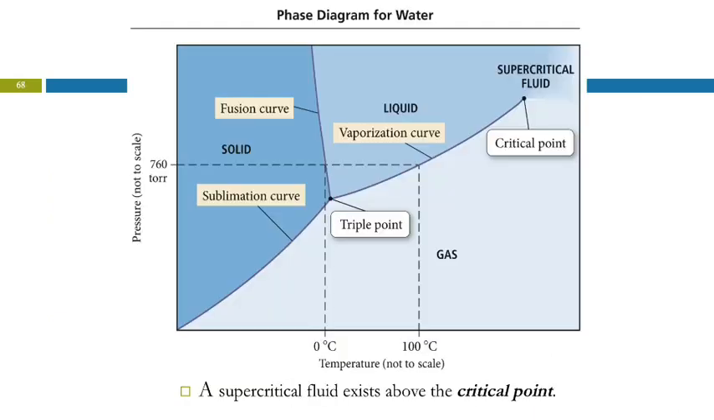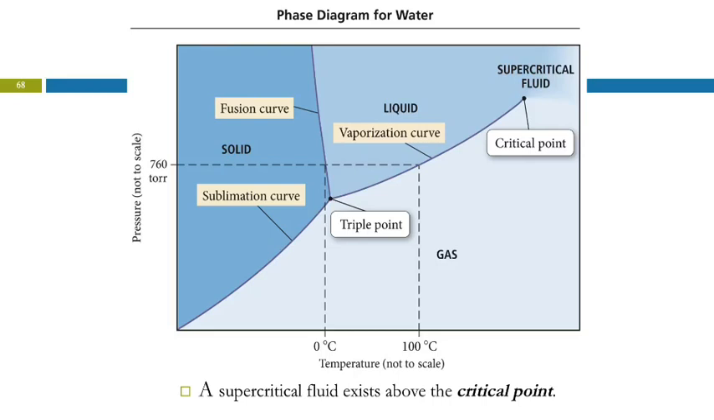Let's just peek at one here. So this is a phase diagram for water. Typically these are not drawn to scale because they're just for general ideas. So here we have on the y-axis the pressure in torr, and the temperature in degrees Celsius. And we see different regions here. This region is labeled solid, this is labeled liquid, and this is labeled gas.